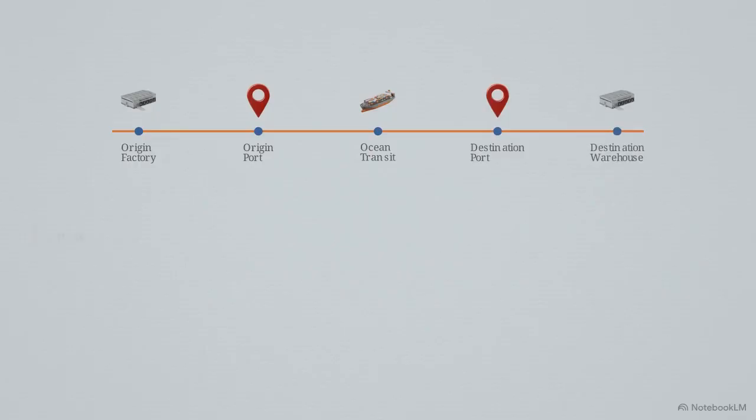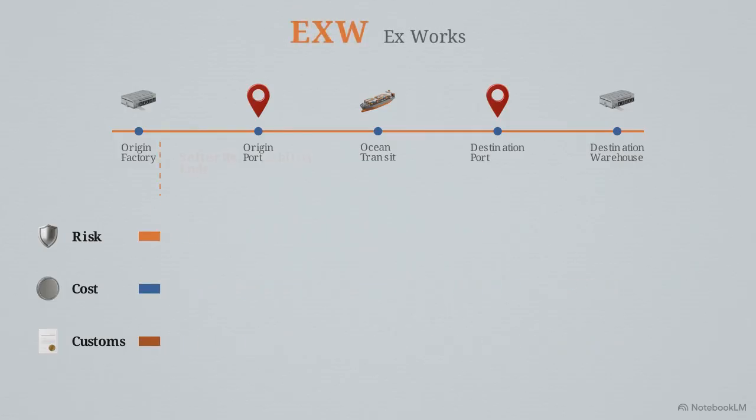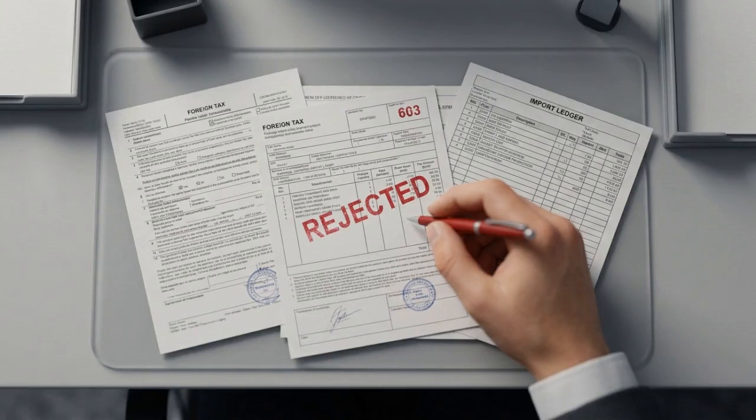This timeline tracks a shipment from origin factory to destination warehouse. 3 bars measure the seller's legal responsibility, risk, cost, and customs. At the starting extreme, EXW, these bars shrink to near zero, ending at the seller's loading dock doors. Operationally, this forces the foreign buyer to navigate and execute the origin country's export customs procedures, a legal system they likely have no experience navigating.